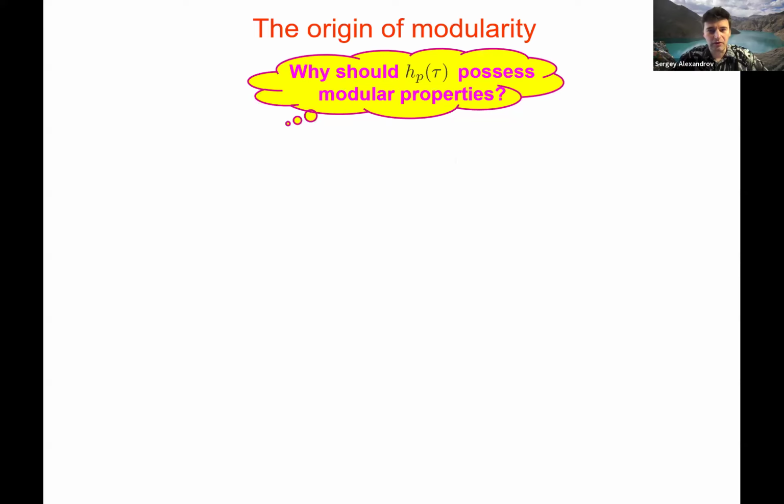So first of all, why should generating functions of rank 0 DT invariants possess any modular properties at all? Because at first sight, we're dealing with a generic Calabi-Yau. It doesn't have any elliptic fibration, for example, you can take the quintic, and it doesn't have any such fibration. So where does modularity come from?